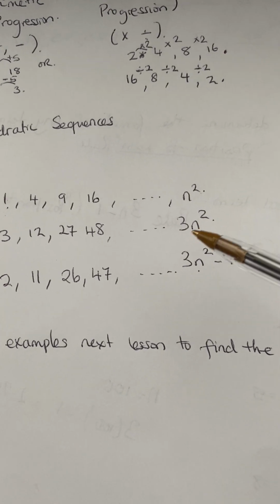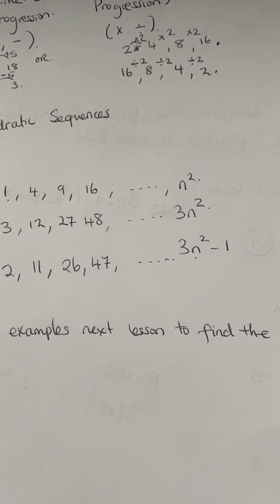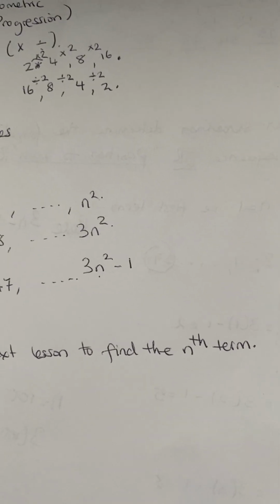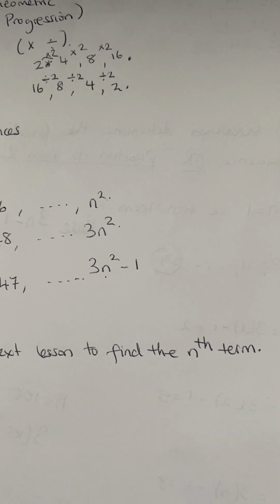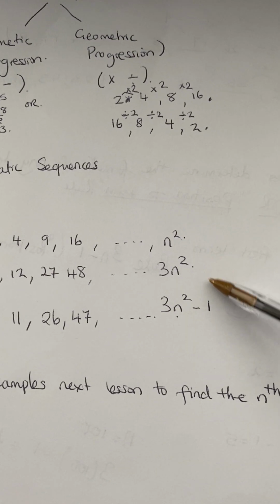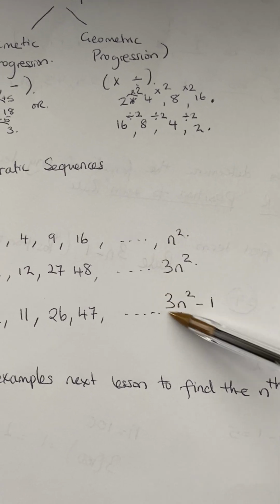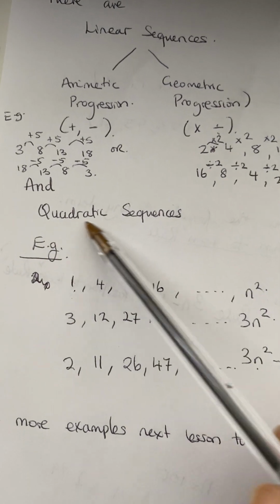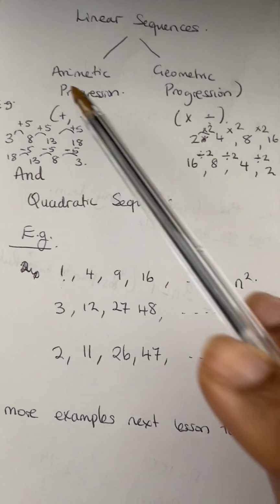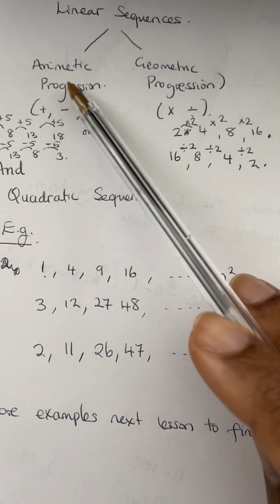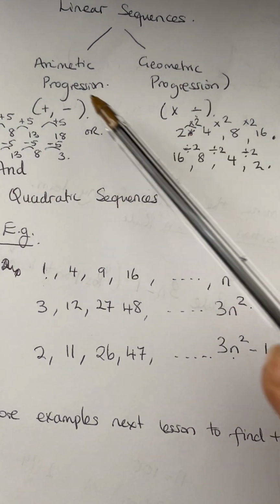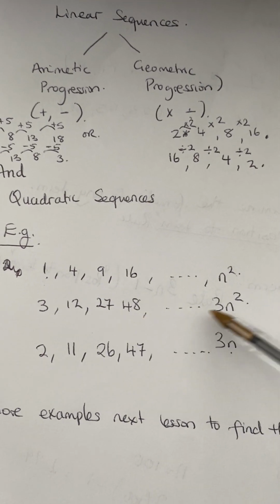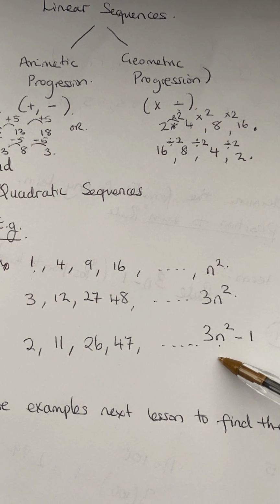We'll find the position to term rule, so that we don't have to be adding all day, because in exams you don't have time to add. You need to find a way of deducing these formulas, whether it's a quadratic sequence or an arithmetic progression. These ones are straightforward to find. Okay, but what if you have something like this? How will you deduce it?